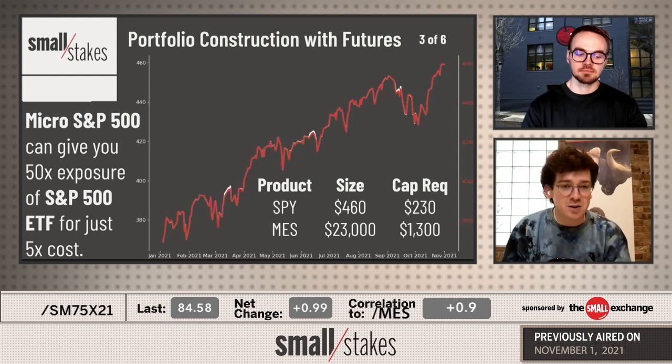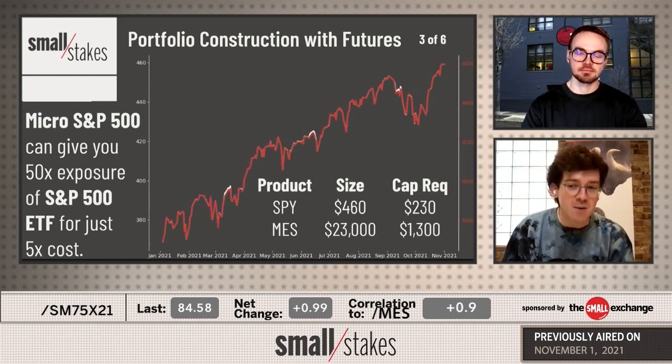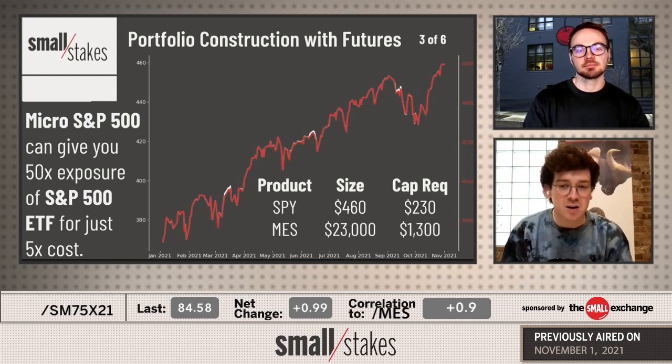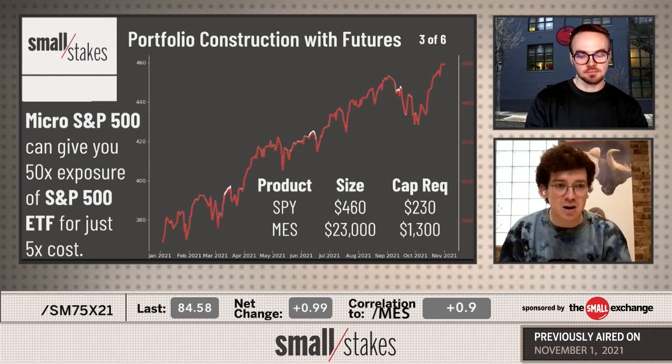Micro S&P 500 futures, Mikey, give you 50 times the exposure of each of those S&P 500 ETF shares for just five times the cost. So essentially, if I wanted to create a portfolio that had, let's round it off, about $25,000 worth of S&P 500 or just stock market exposure, in SPY that's going to cost me almost $13,000 to get that exposure. With the MES, the micro S&P, that's costing me $1,000. I mean, the savings there are huge.